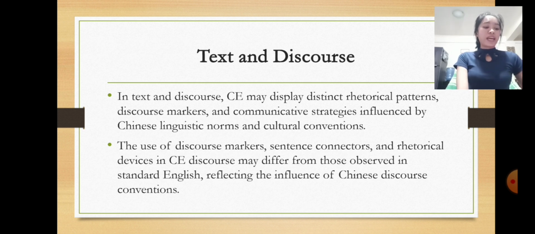For example, in Chinese English discourse, speakers may frequently use discourse markers like so, well, or you know to signal transitions between ideas or to engage the listener. For instance, a speaker might say, so what I mean is, or well, in my opinion. This discourse marker serves to maintain coherence and convey the speaker's attitudes or stance, reflecting the influence of Chinese discourse conventions where such markers are commonly used for pragmatic purposes.